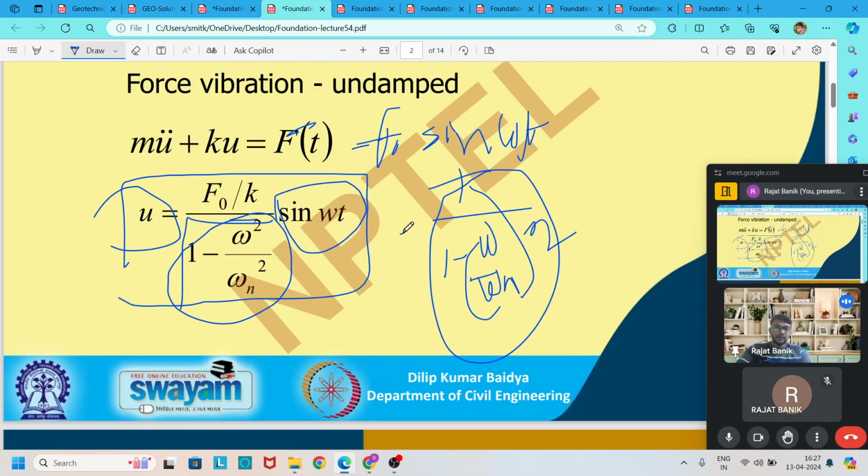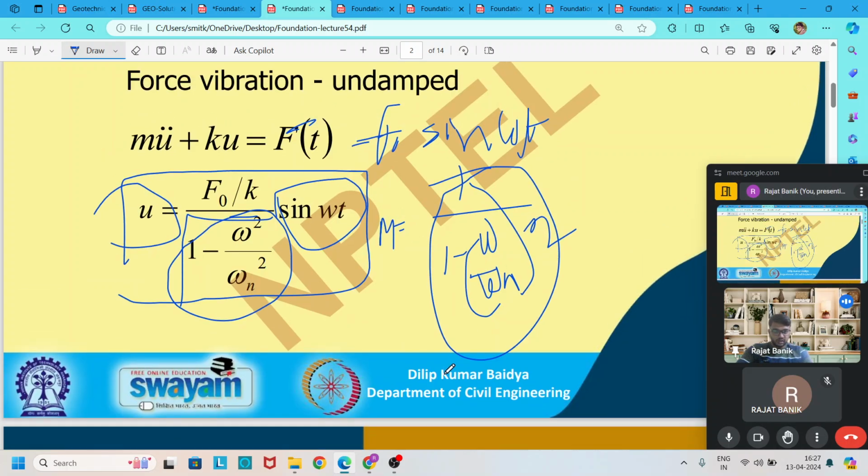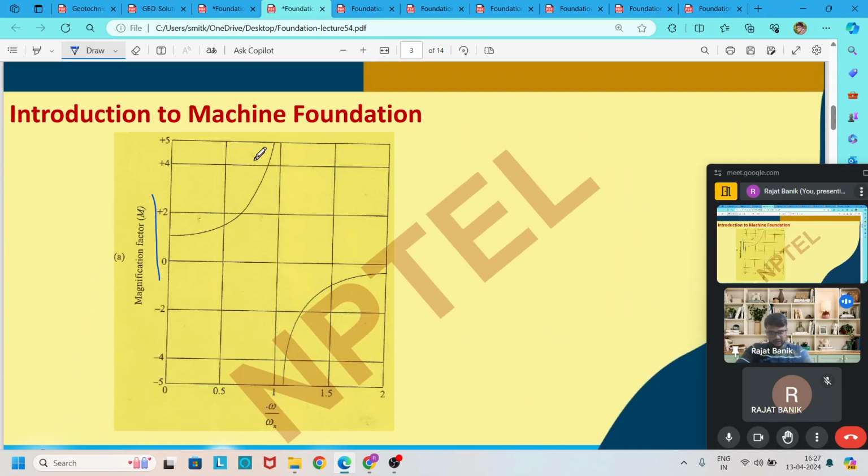If you plot this magnitude factor with the frequency ratio, we get this type of plot, which is for undamped forced vibration. By seeing this plot, we say that at frequency ratio 1, that means when omega is equal to omega n, the curve approaches infinity, either in the negative direction or the positive direction. This happens due to the phenomenon of resonance.